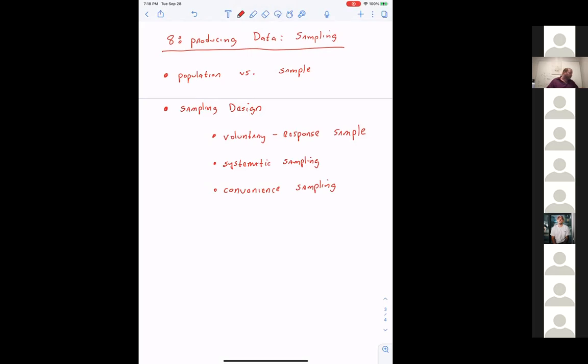There's an example in the book, a sample of mall shoppers. Fast and cheap. You go to the mall, it's convenience. You stand in front of a store and you ask people coming in. It's convenience sampling. Is that necessarily going to be representative of the entire population?